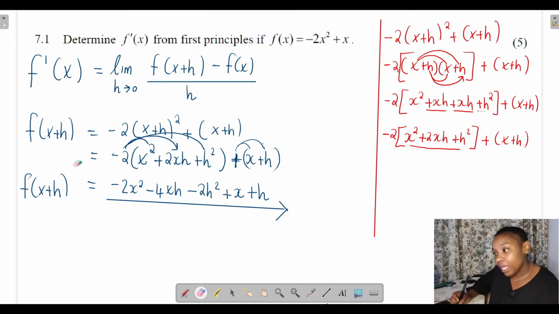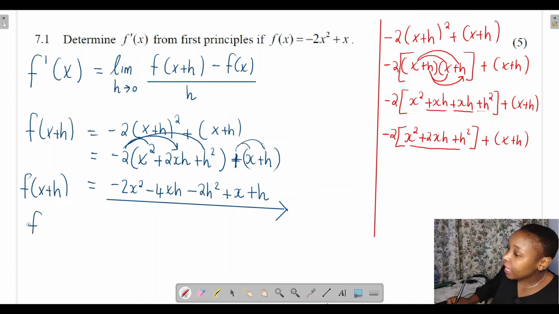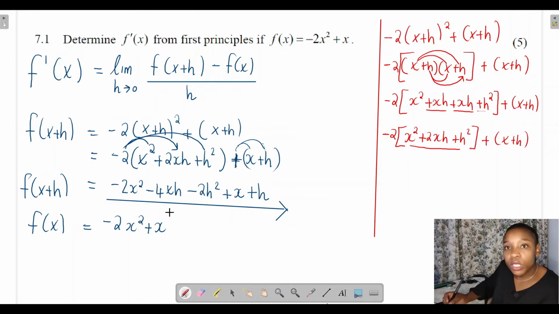We know that our f of x plus h is equal to minus 2x squared minus 4xh minus 2h squared plus x plus h. And we already know that our f of x, right, was given as minus 2x squared plus x, right? Then now what do we do? We're going to substitute the value of f of x plus h into this formula, and we're going to substitute our f of x into this formula, and then we're going to simplify it further. Okay, so let us do that.